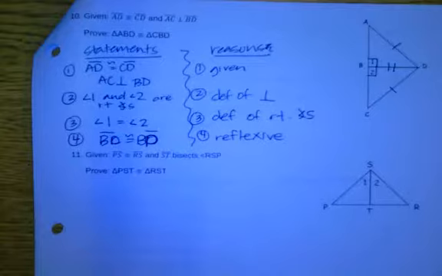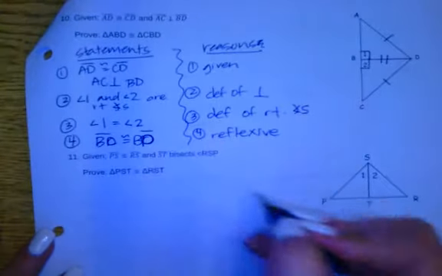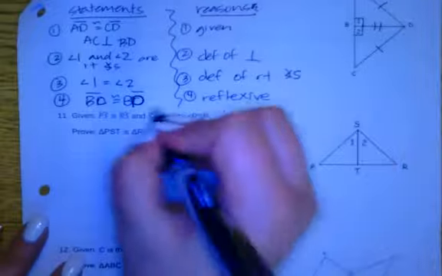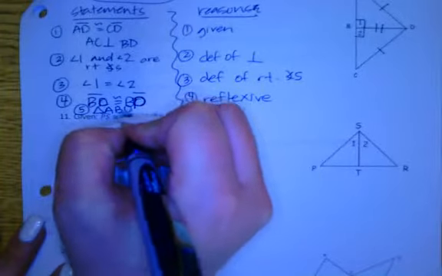Very good. HL. So for step 5, I kind of ran out of room because I messed up. But step 5, you just would write your congruency statement. Triangle ABD is congruent to triangle CBD. And the reason would be HL, Congruence Theorem, or just HL, doesn't matter.